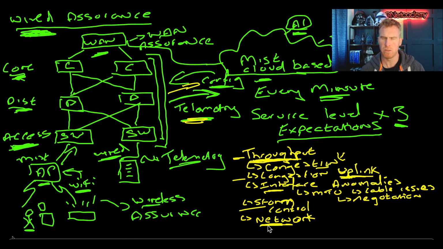And for some of these, not all of them, there are also sub-classifiers, which classify out even further all of that data into sub-classifiers, in this case MTU, cable issues, or auto-negotiation failures for the interface. But that is just one service level expectation.